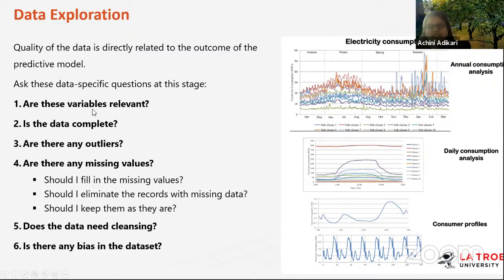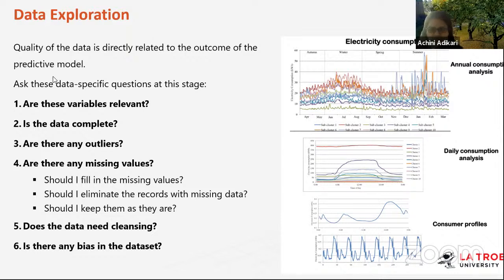Are these variables relevant? So we might be getting data from different sources, a lot of data sets, but we have to think, are these variables actually relevant? So that's a decision that we have to make in this process. And we have to see if the data is complete. In most cases, in practical real life data sets, all these issues will be there. There will be errors, there will be abnormalities in data.